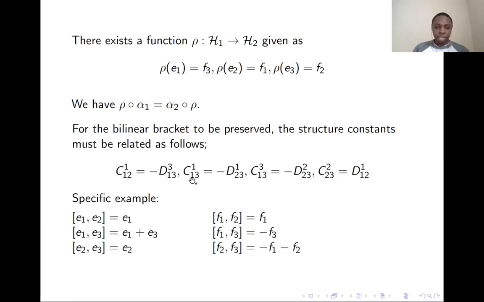The same way with the rest, C131 is here, and is equal to minus this one. So as algebras or as vector spaces with the basis elements, we can see that these two are isomorphic. And looking at the varieties, we can actually associate these points to be lying on the same orbit if and only if this condition is satisfied on the structure constants.